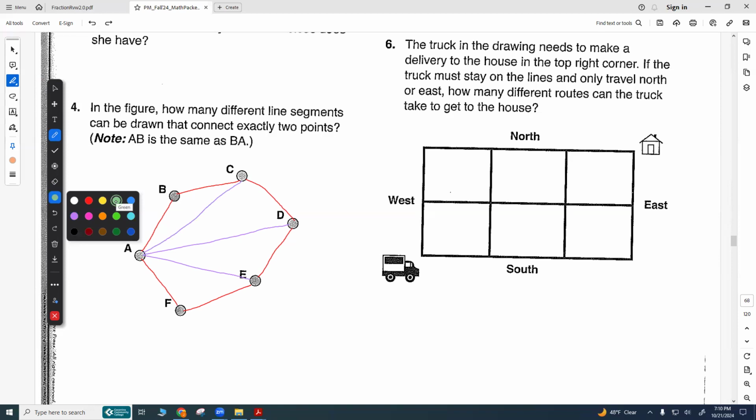So that's 10, 11, 12. Run out of colors. 13, 14, 15, 18. I'm gonna say 21, but I don't know. Oh, wait, but now they're overlapping.